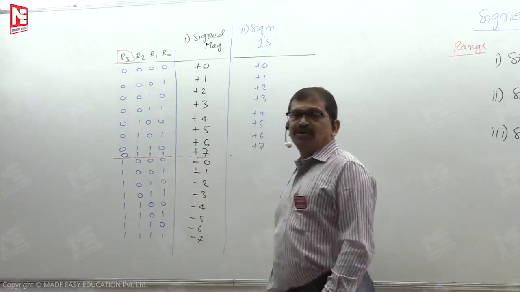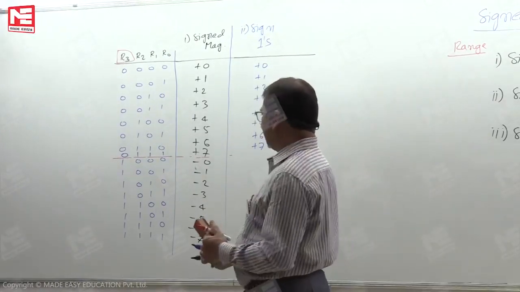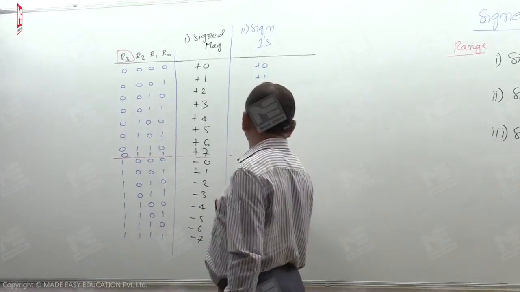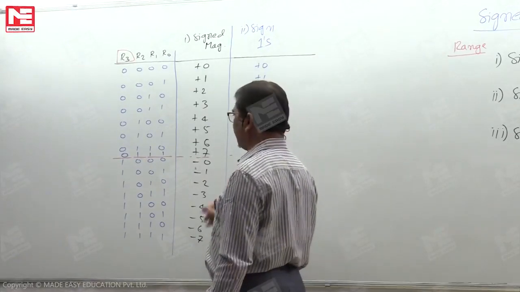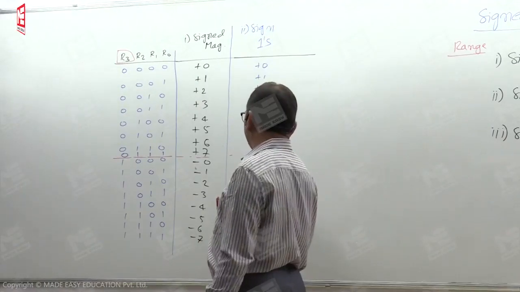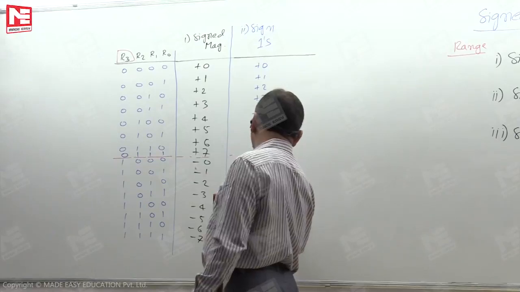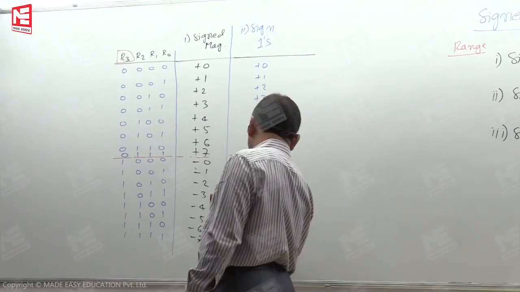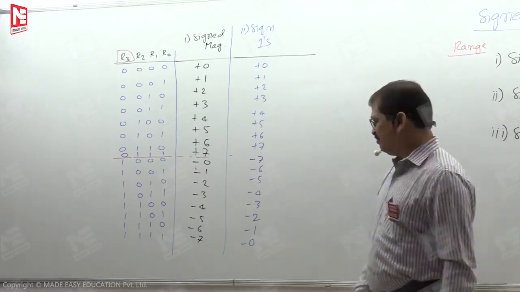For the remaining 8 combinations, the sign bit is 1, so the number is negative. Hence, we are looking here, it is minus 7. This is minus 6, minus 5, minus 4, minus 3, minus 2, minus 1. It is minus 0.